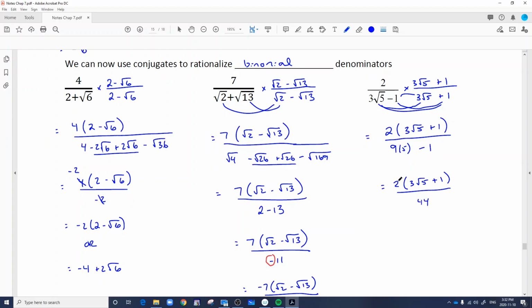And then always check to see if you can simplify. You should notice that 2 goes into both 2 and 44. So this is going to go to a 1 and to a 22. So that my final answer is 3 root 5 plus 1 all over 22. All right, go give those a go. So this is rationalizing binomial denominators.